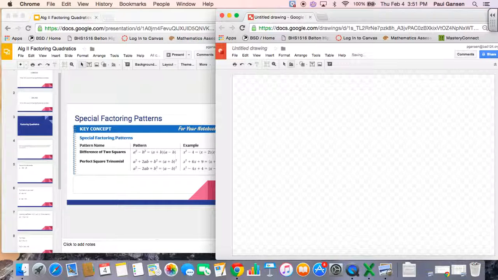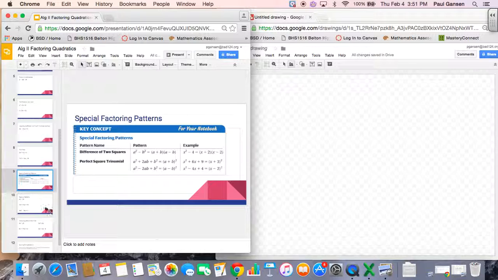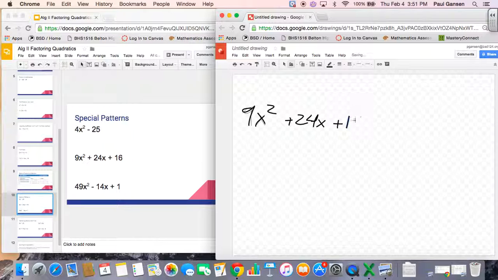Get that deleted. Let's look at an example here. This one here. All right, so we have a few examples. I'm going to ignore this for a moment because I want to talk about this one because I'm really, really excited about this right now. We have 9x squared, and I need to increase my line weight. All right, 9x squared plus 24x plus 16.